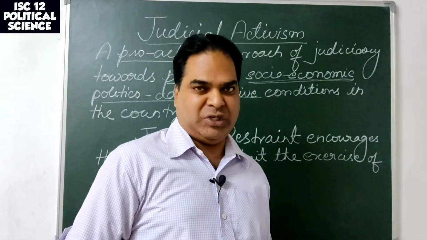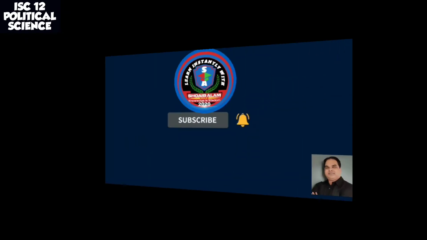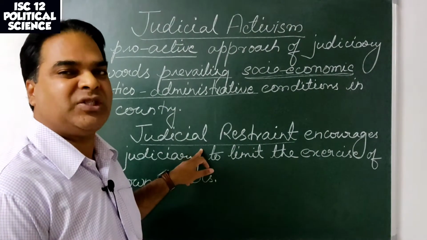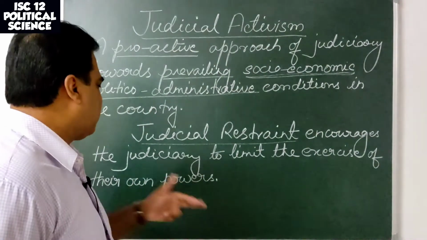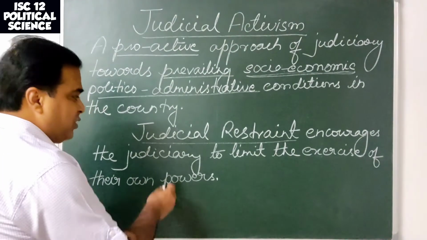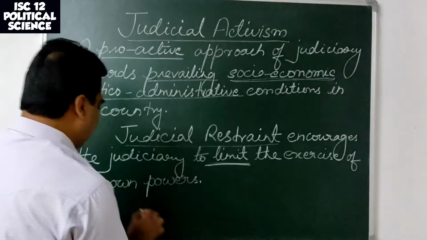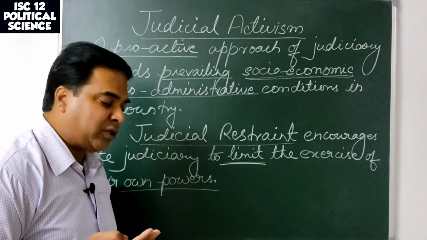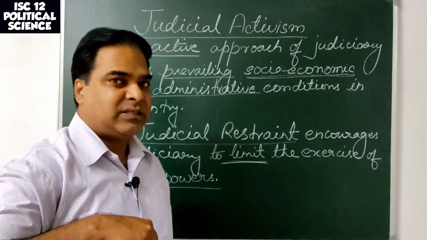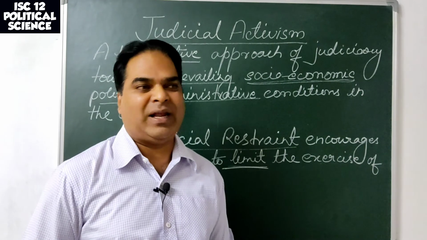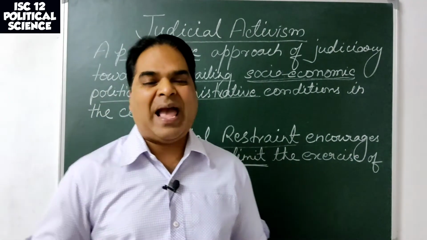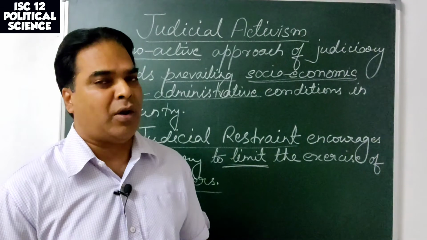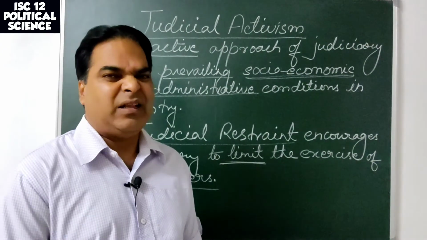Okay, now the next term is judicial restraint, which is just the opposite of judicial activism. Here the judiciary is very active, but there are certain restrictions. Judicial restraint encourages the judiciary to limit the exercise of its own power. There should be certain restrictions on their own power. They should not cross that line. Though it is my job, I must still be very careful. Sometimes an act comes for judicial review, and they must try as much as possible not to strike down the law until and unless it is necessary.